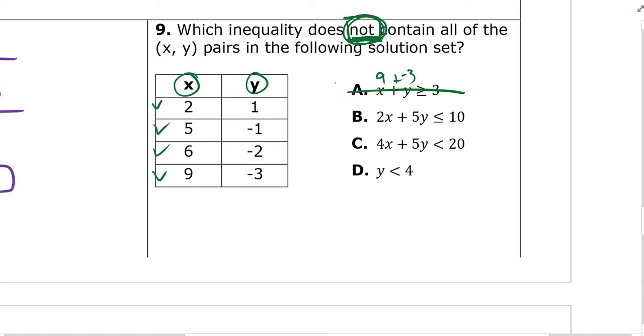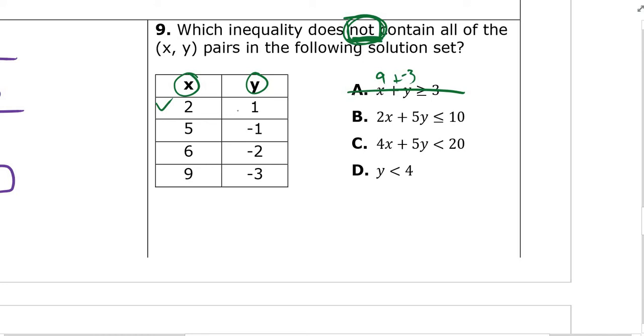Then you'll do the same thing for the second one. 2, we plug in. 2 times 2 is my X, plus 5 times my Y, which is 1. So 2 times 2 is 4. 5 times 1 is 5, so 4 plus 5 is 9 total. 9 is less than 10. So the first one works. You can tell what we're doing now is, while tedious, not a challenging thing.